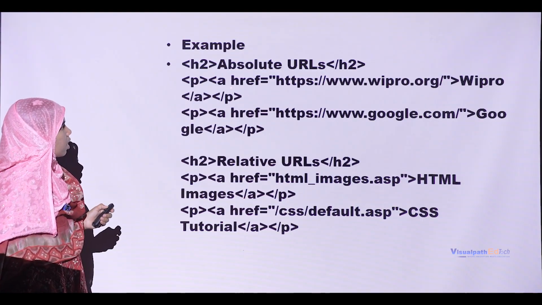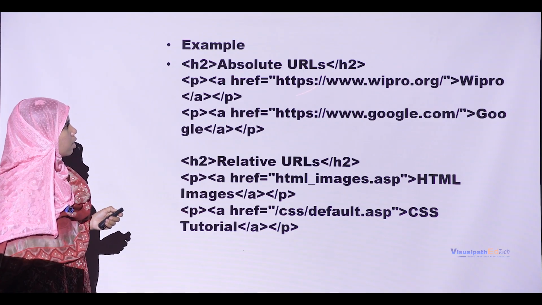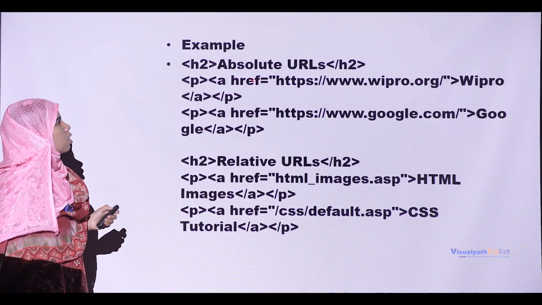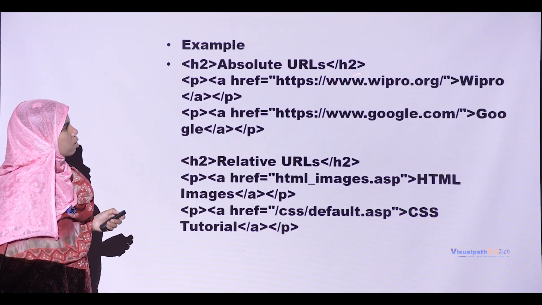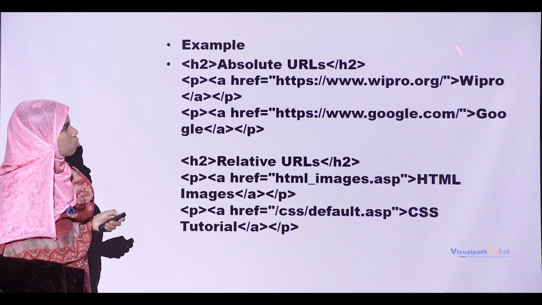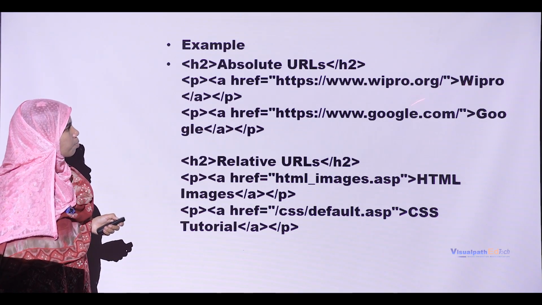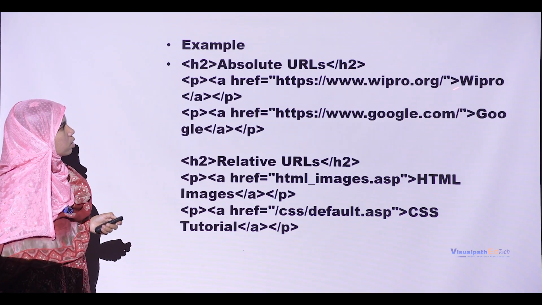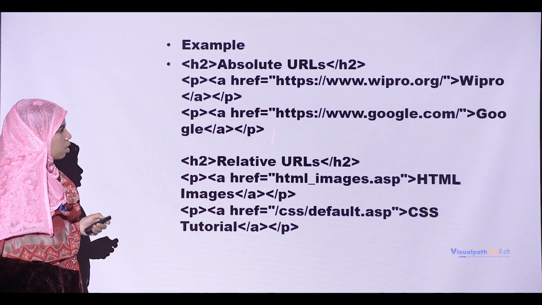You can see the anchor tag is the one which we use for linking the files or the websites. In the href, you see here HTTPS, we are giving the whole detailing of the website of this organization, either Google or the name of the organization. That is the absolute URL.